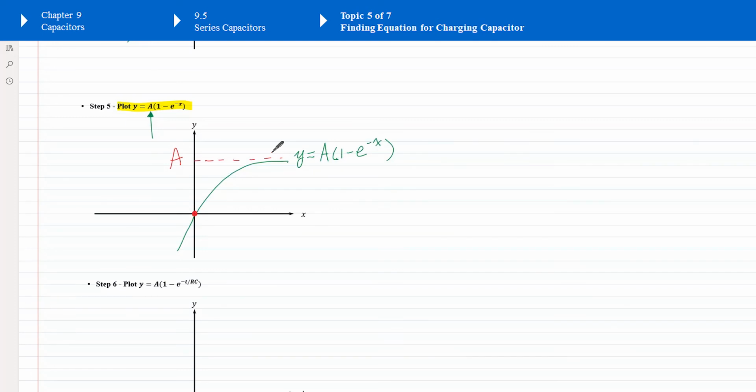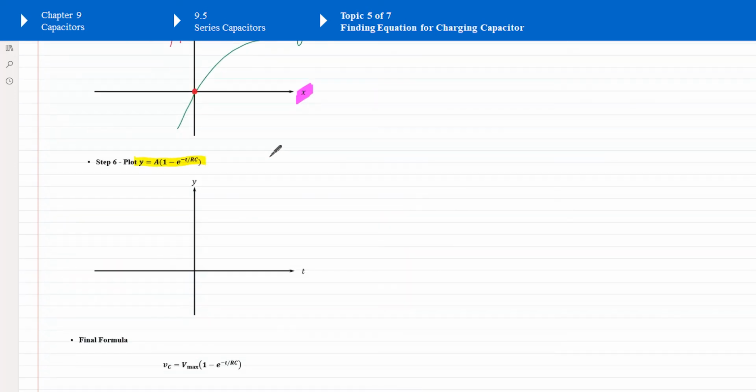This capacitor's charging curve has y and x coordinates. However, we need a curve that is in terms of time. We can simply replace the x by t over the RC time constant, tau. The curve of this function is the same as the previous function. It passes through zero and approaches the maximum value a. So the final function in terms of time is y equals a times 1 minus e to the power negative t over RC.